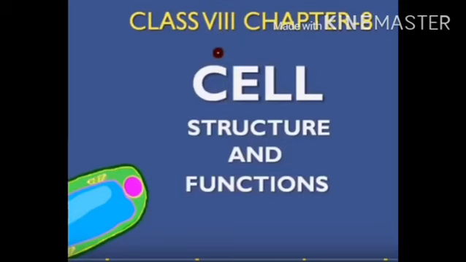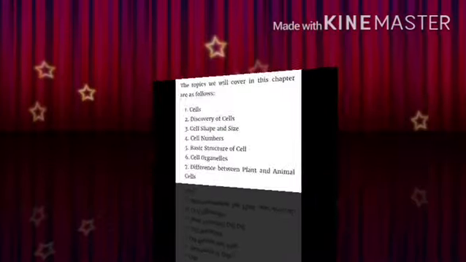Now, chapter number 8, cell structures and functions. Cells form the lowest level of organisms which have life. This level of organism is known as cellular level. The cell is the structural and the functional unit of life. There are many different kinds of cells. Each kind of cell performs a basic function. On the basis of cells, there are two types of organism: one is single-celled organism and second is multicellular organism.